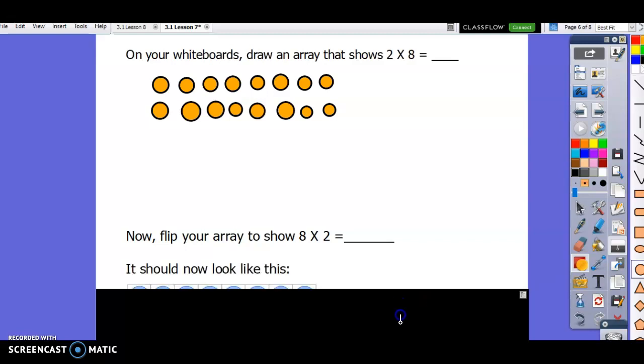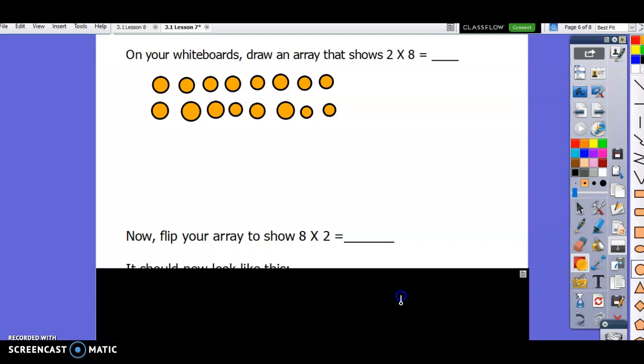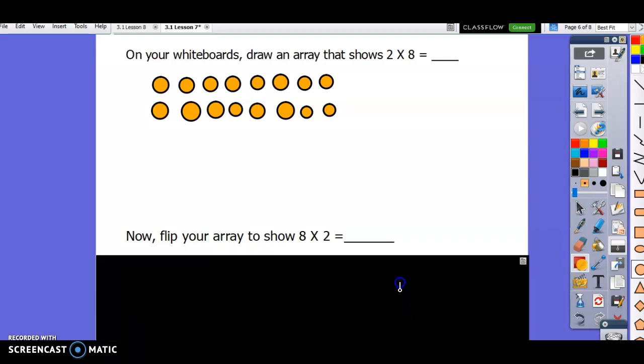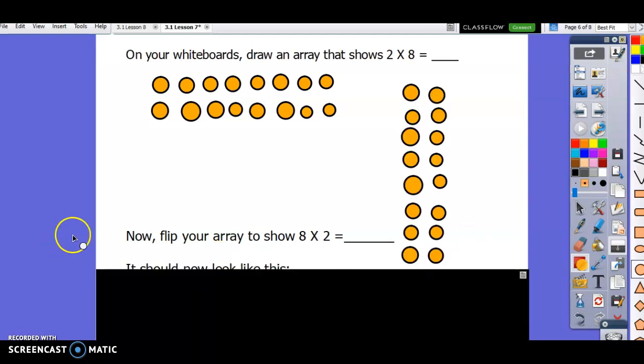Okay, now it should look something like this. So now your array should look something like this. I literally have taken my array and I've flipped it with the commutative property. My array has moved. My factors have moved.